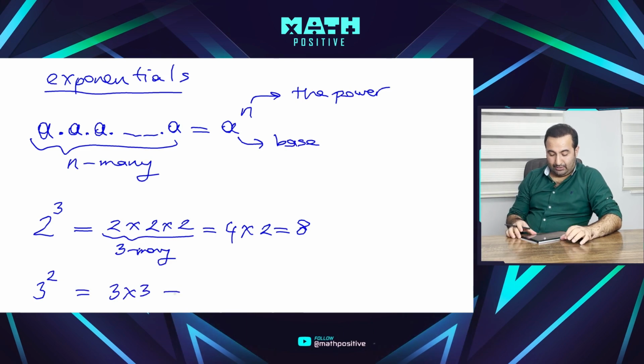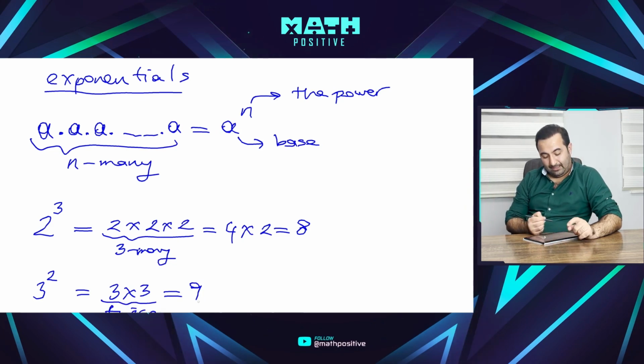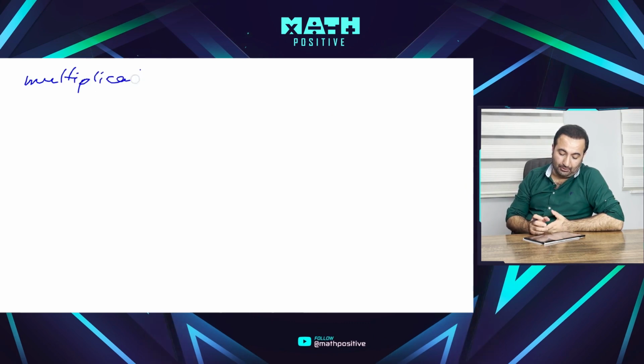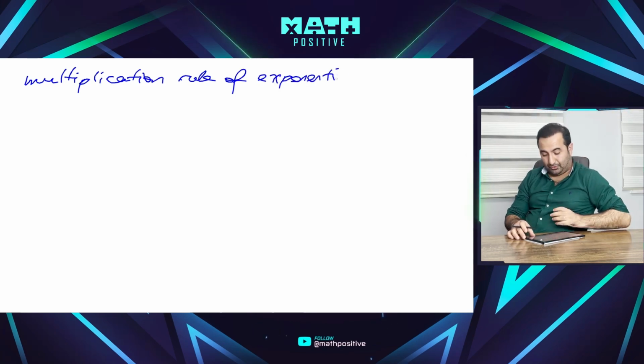This is a simple question. Let's say 3 to the power 2, which means we multiply two 3's and get 9. We multiply 3 twice and we get 9. This is the simple expression of exponentials. Let's have the rules.